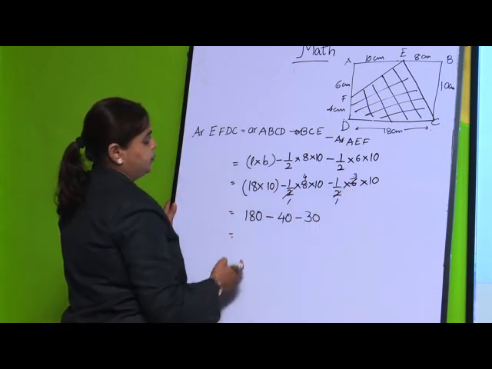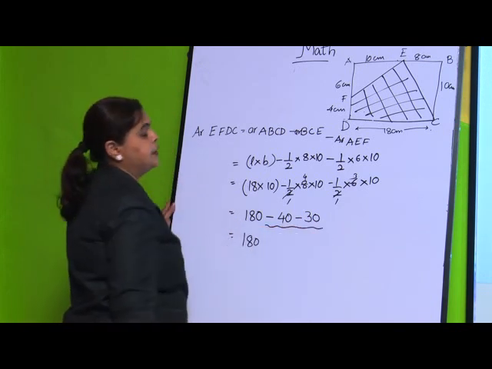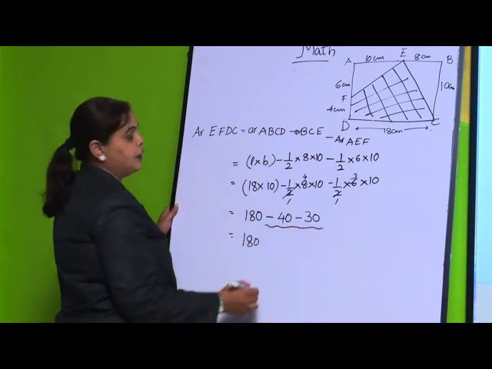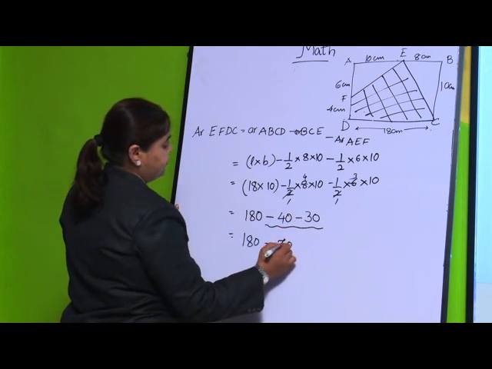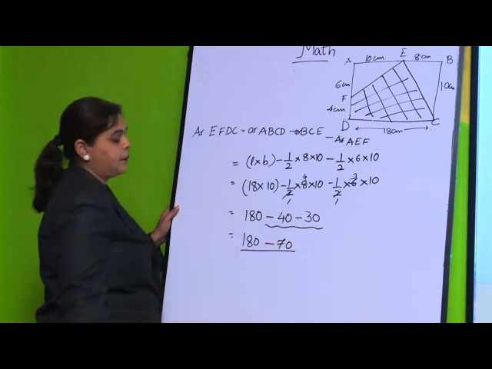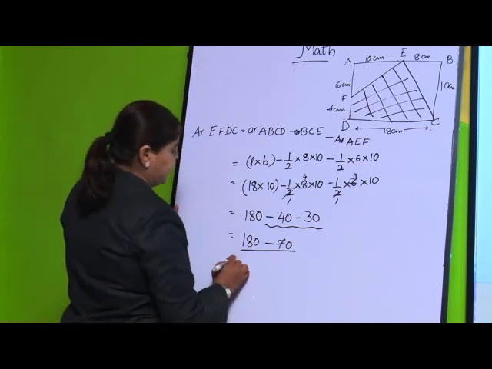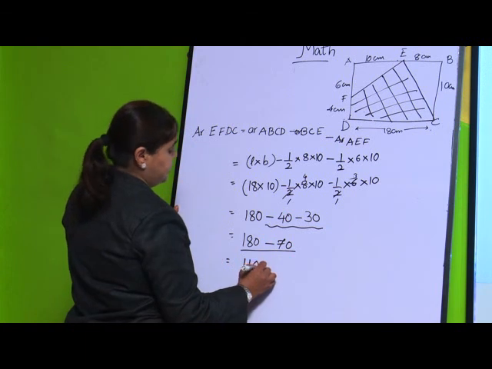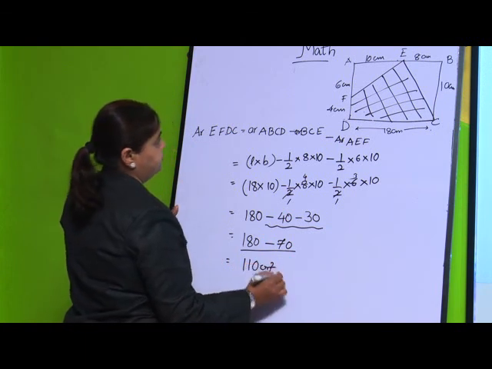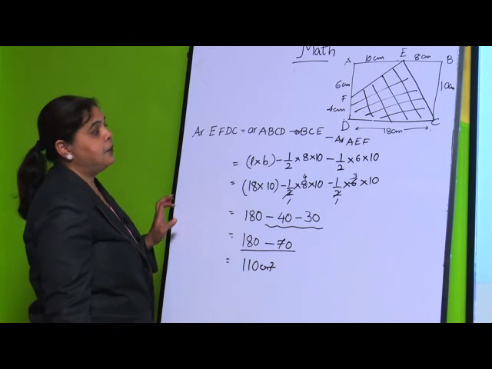Is equal to, we will write 180. Now, you know these integers, it is very easy to do: minus, minus, and add the numbers, that is 70. You can do the subtraction very easily. 180 minus 70 is equal to 110. What is it? Centimeter square. It is area. So, we are writing it as centimeter square.